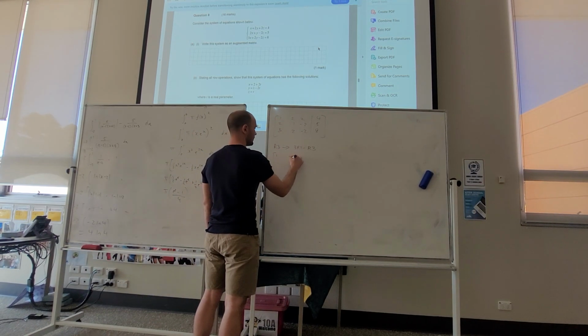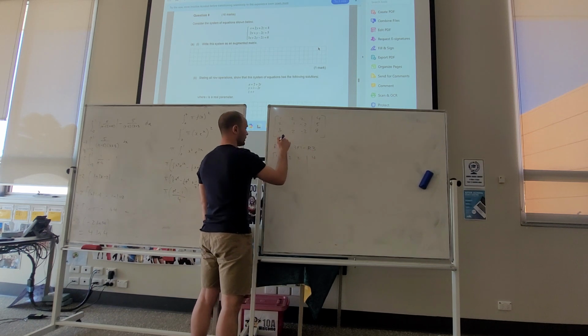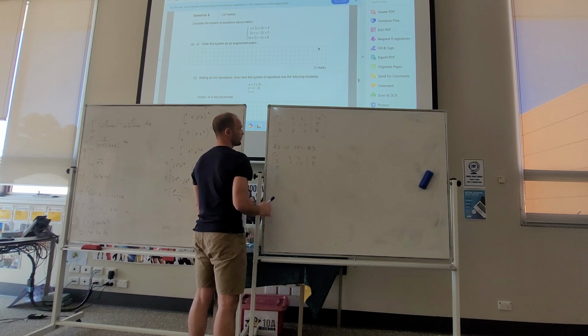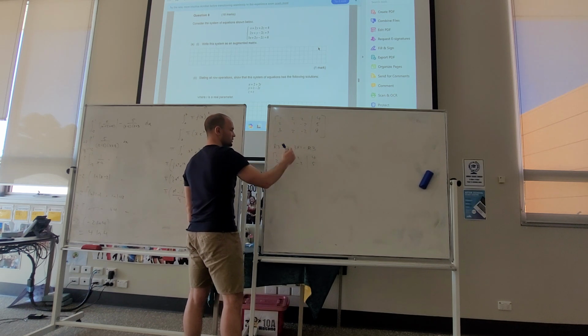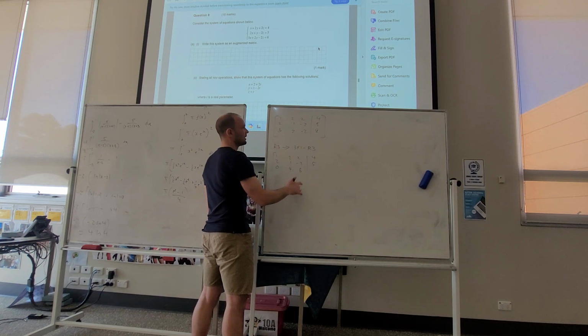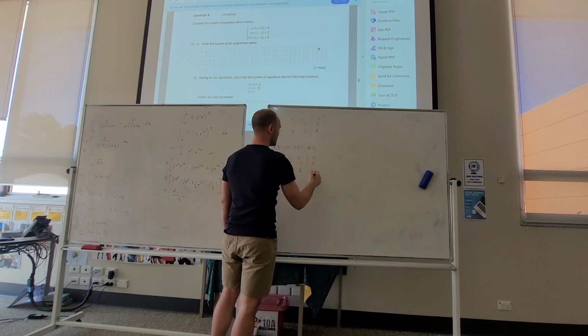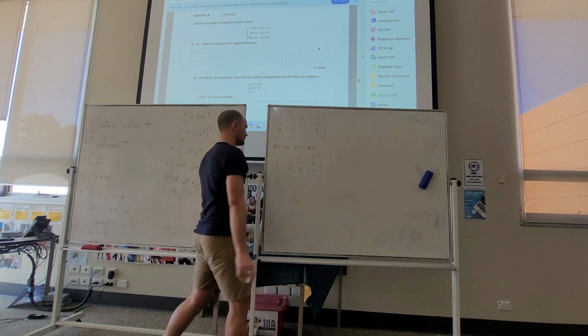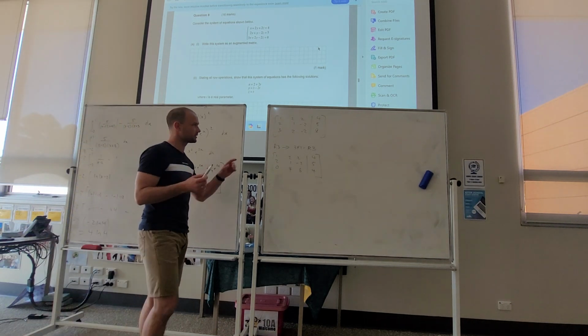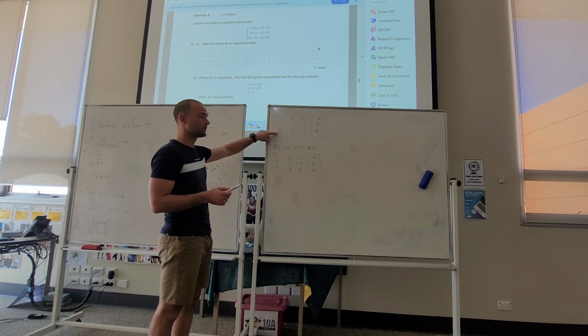So, state what we've got. Row 2 remains the same. So 3 take 3, 0. Then we have 6 take away 2, that's going to be 4. And we have 6 take away minus 2, that's going to be 8. And 12 take away 8, that's going to be 4. 4, 8, 4. Okay. Next step, so step 1, always try and get a 0 in that position.